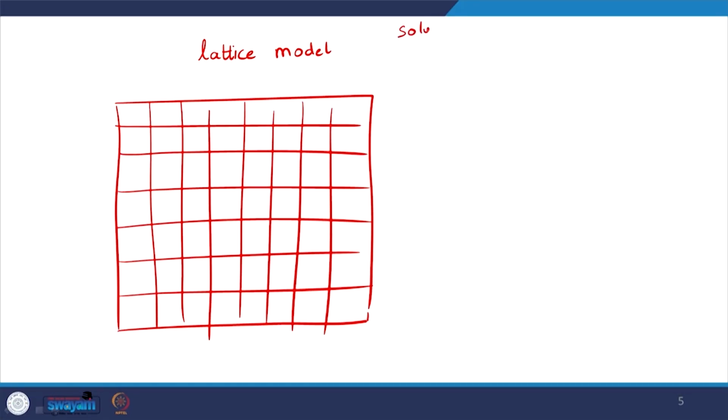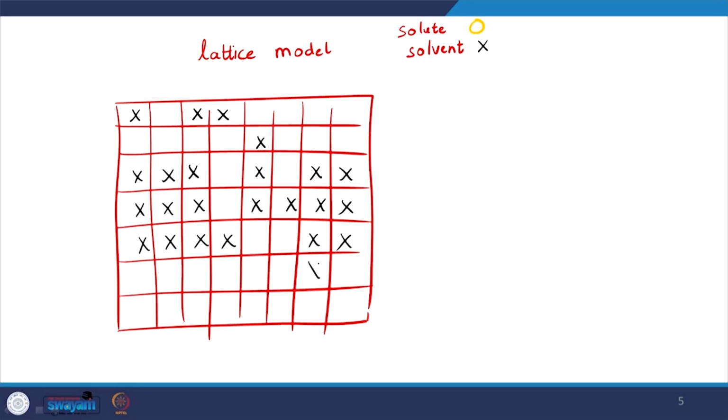So we have a solute and a solvent. I will use different symbols for them. So let's say this is my solute and this is my solvent, right? So each of the cells can be occupied by the solvent. I am leaving some space for the solute. So all these cells can be occupied by a solute or a solvent. So let's say this is where my solvents are, and let's say this is where my solute are.